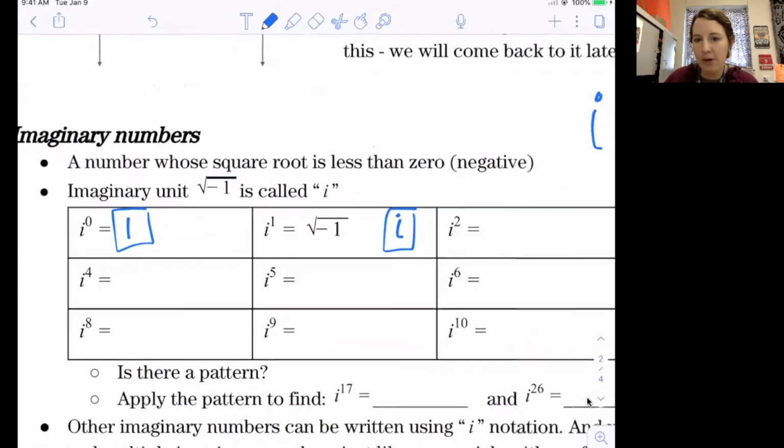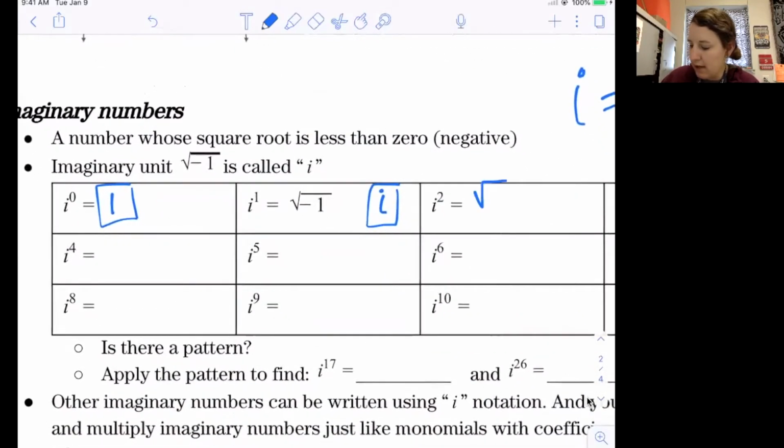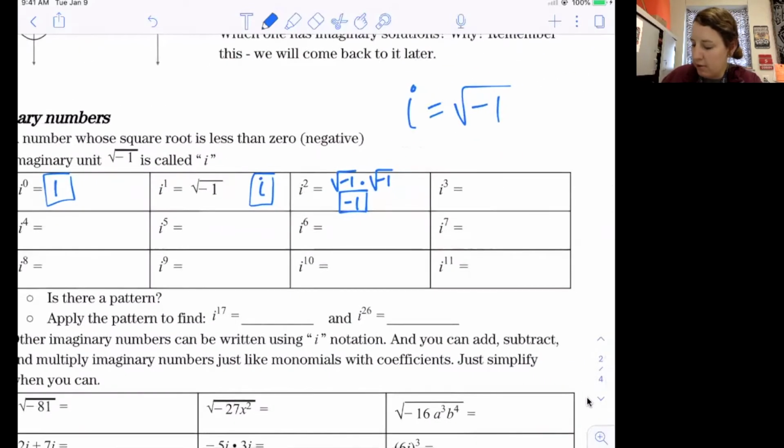i to the second power is going to be the square root of -1 times the square root of -1, because i is the square root of -1, so we're going to do that times itself. Any number times itself under the radical is going to simplify to just that value. So i squared equals -1. i to the third power is going to be i times i times i. Right here we know i times i, or i squared, is -1 based on our previous work, and then times i. So this is just going to be represented by -i.